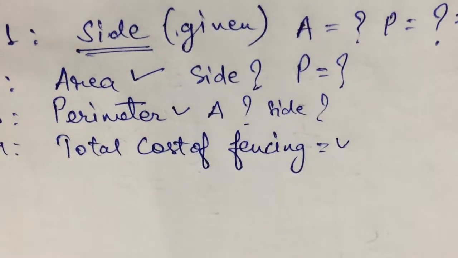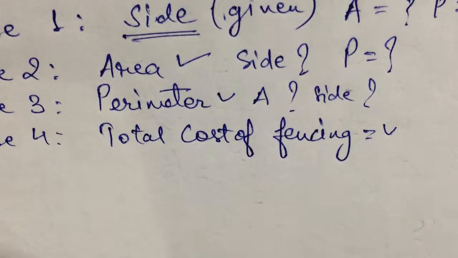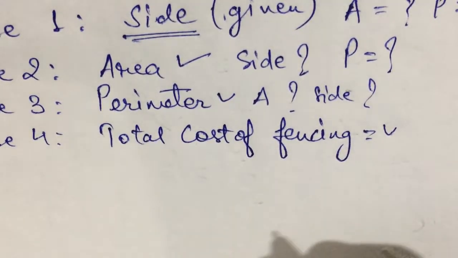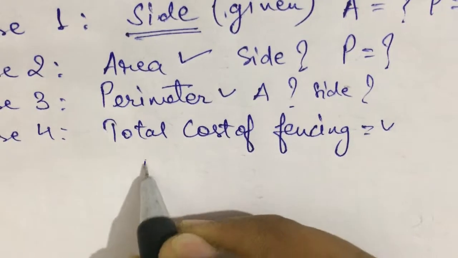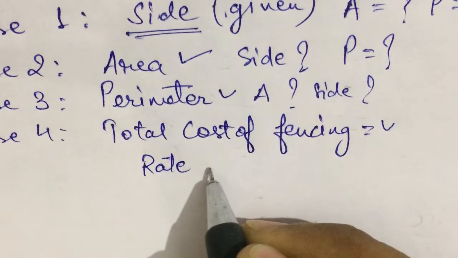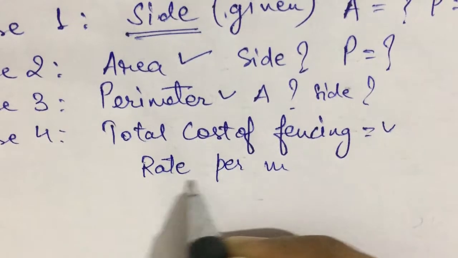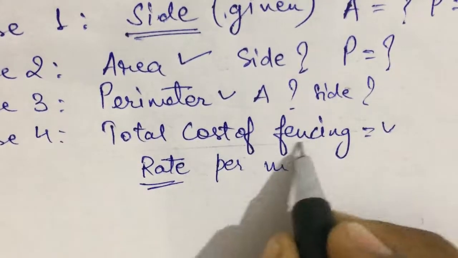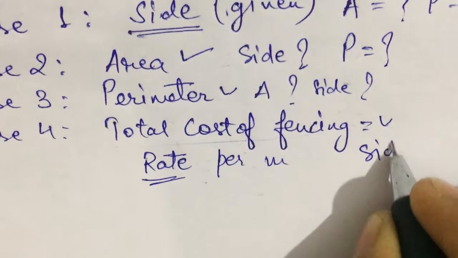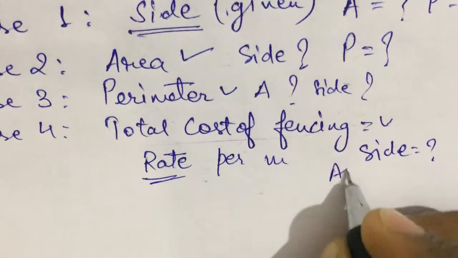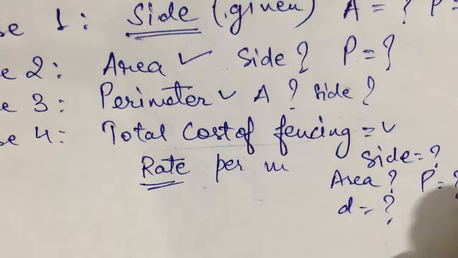In case 4, the examiner will give the total cost, and the rate of fencing, rate per meter or per centimeter, whatever rate they give. This is the total cost and this is the rate at which they have purchased. Calculate the side, calculate area, calculate perimeter, calculate diagonal, and so on.